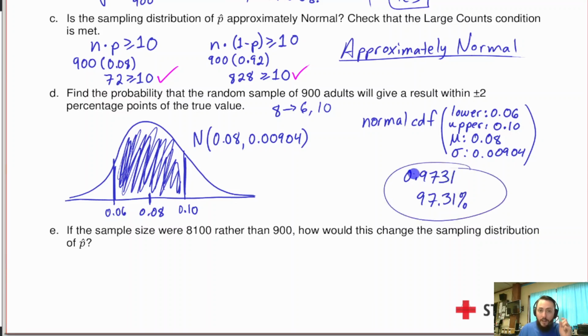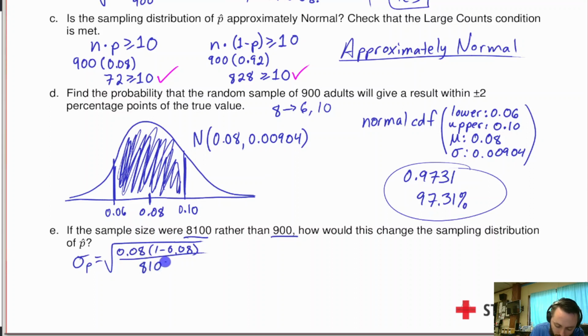If the sample size were 8,100 rather than 900, how would this change the sampling distribution of p hat? If we check it, the shape is going to stay the same. The mean is going to stay the same. The only thing that changes with sample size is the standard deviation. So the new standard deviation would be the same formula divided by 8,100, and we would see that this gives us about 0.00301.